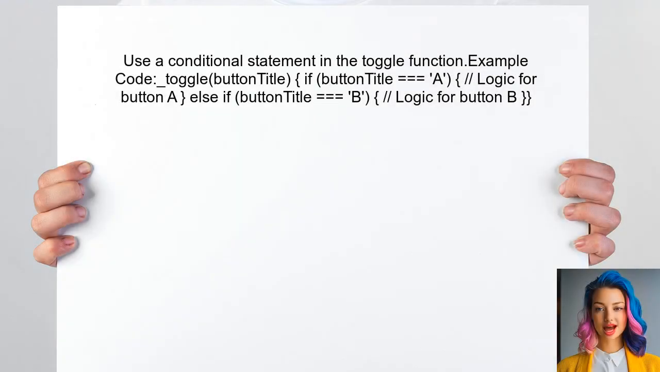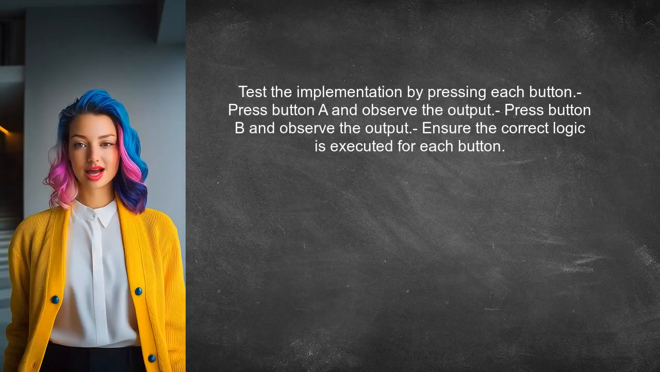Inside the toggle function, the user can now use a conditional statement to execute different logic based on the button title. This will help in handling the button presses appropriately. Finally, the user can test the implementation by pressing each button and observing the behavior defined in the toggle function. This will confirm that the buttons are working as intended.